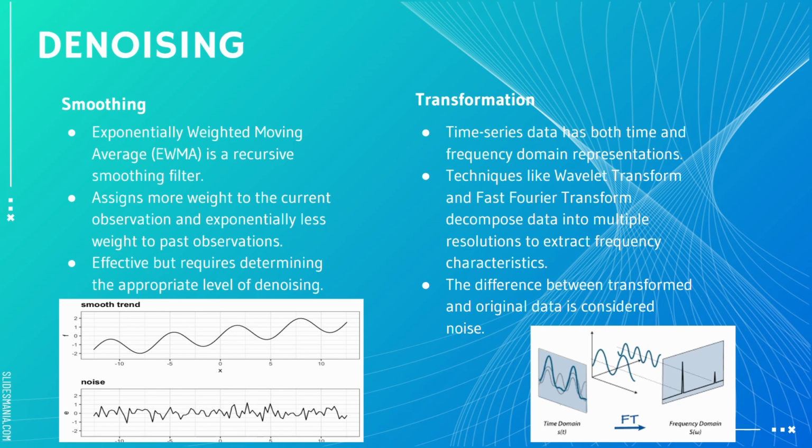Another one is transformation of the noise. As we have already discussed, data has both time and frequency domains. So using transformations like the fast Fourier transform and wavelet transform, we decompose data into multiple frequency characteristics. The difference between transformed and original data is considered to be the noise.